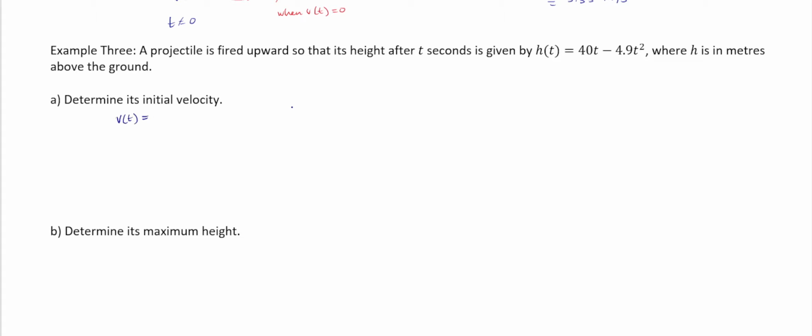v(t), recall, is given by the first derivative of the position function. So v(t), taking the first derivative of this position function right here, is equal to 40 - 9.8t. All right, so if I want to find the initial velocity, I'm going to set t equal to 0. So v(0) = 40 - 9.8(0), so v is equal to 40. And so I get 40 meters per second. It's a positive value, meaning that it's being fired upward. Okay, so I found its initial velocity.